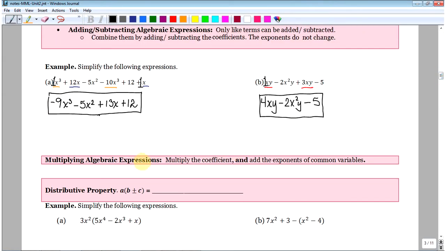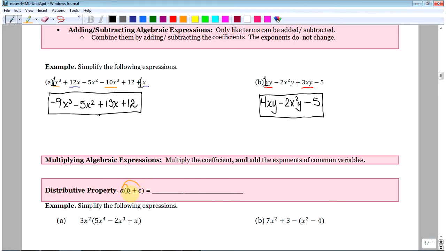To multiply algebraic expressions, we multiply the coefficients together and add the exponents of common variables. We'll look at an example of this in just a moment. Also, when multiplying, we're often going to have to apply the distributive property. So if you have a quantity being multiplied by another quantity in parentheses that's being added or subtracted, you have to make sure to multiply the term on the outside by both things on the inside. In other words, you have to distribute.